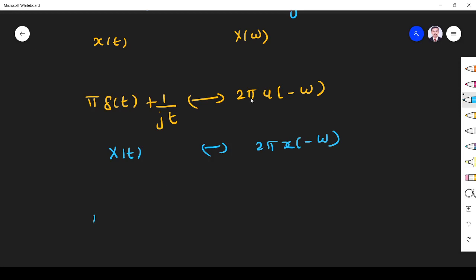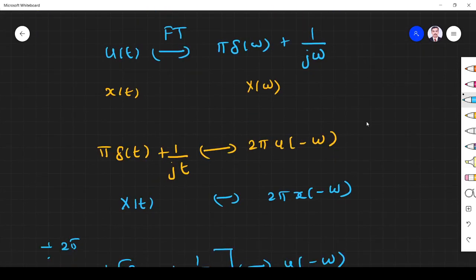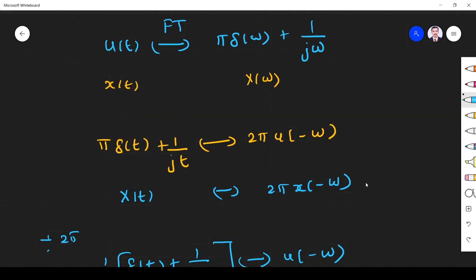So I divide everything by 2 pi. It will become 1 by 2 del of t plus, dividing everything by 2 pi, 1 by 2 pi, I bring pi inside, 1 by 2 I keep outside. So 1 by 2 pi cancels: del of t plus 1 by j pi t. If I divide by 2 pi, it will be 1, so u of minus omega. This is what we got.